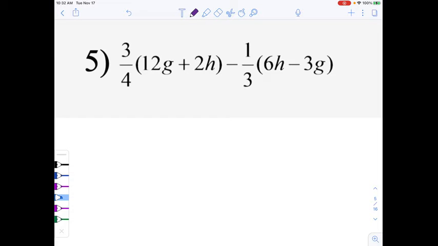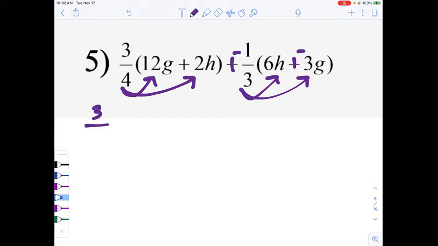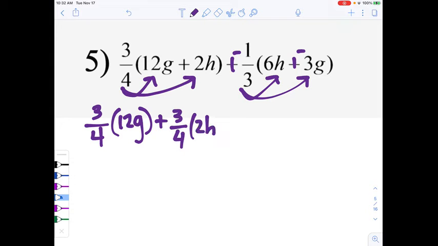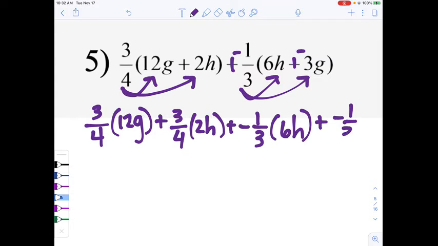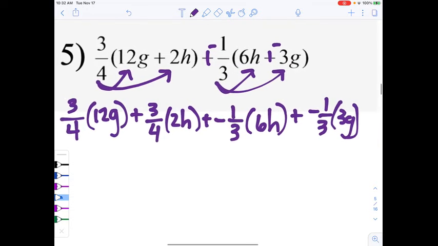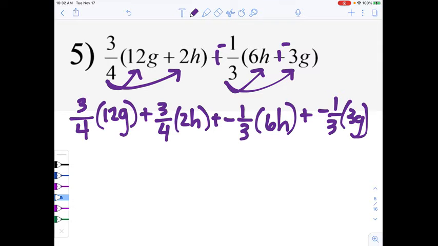Again, first thing I want to see, can I add up anywhere? Yep. Now I'm going to distribute. I'm going to distribute that 3/4 to those two terms and negative 1/3 to these two terms. So this turns into 3/4 times 12g plus 3/4 times 2h plus negative 1/3 times 6h plus negative 1/3 times 3g. Whew. Okay. Now, even though this looks really scary, it's really not that bad.